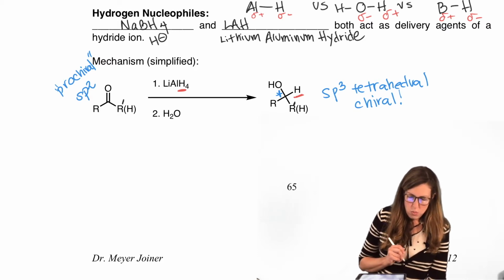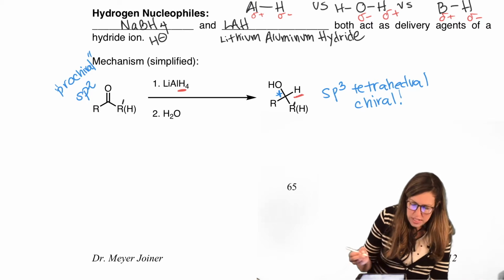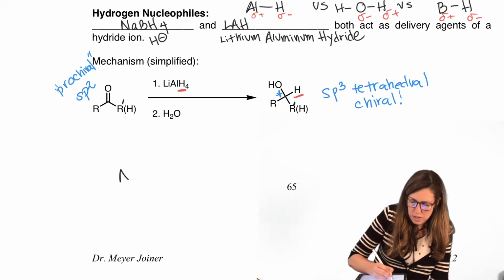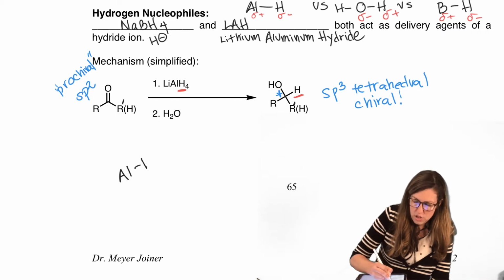Okay, so what's that look like? So the important pieces of LAH to draw out: the lithium is basically a spectator ion. It's the aluminum, it's Li plus, AlH4 minus.